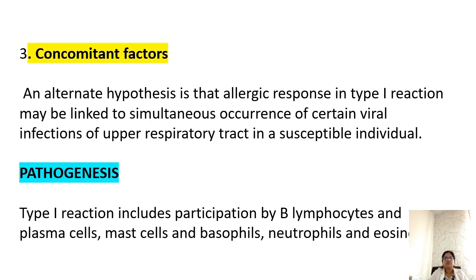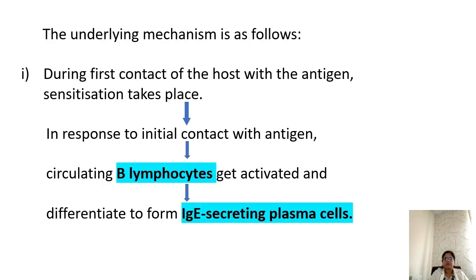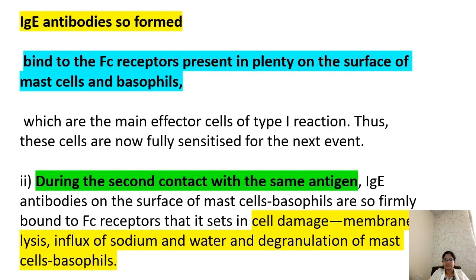The pathogenesis of type 1 hypersensitivity reaction includes the participation of B lymphocytes, plasma cells, mast cells, basophils, neutrophils, and eosinophils. The underlying mechanism, as drawn here, is first the contact of the host with the antigen, then sensitization takes place. In response to the contact with the antigen, the circulating B cells get activated and differentiate to form IgE-secreting plasma cells. These IgE-secreting plasma cells will therefore increase the number of IgE antibodies formed.